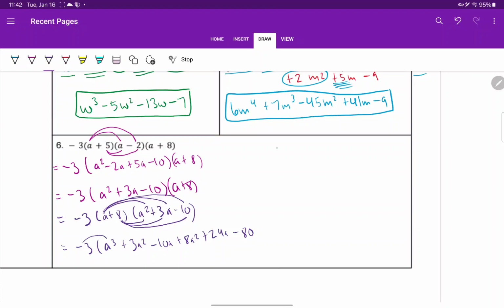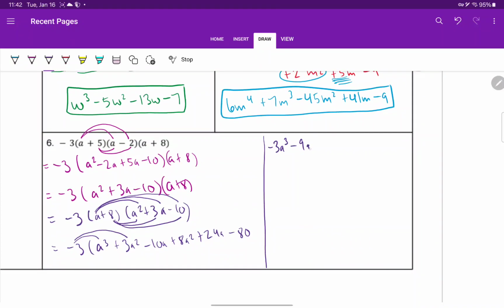So negative 3 times a cubed is negative 3a cubed. Negative 3 times positive 3a squared is negative 9a squared. Negative 3 times negative 10a is going to be positive 30a. And then negative 3 times 8a squared is negative 24a squared. This second one, let's just fill it in underneath and write it.